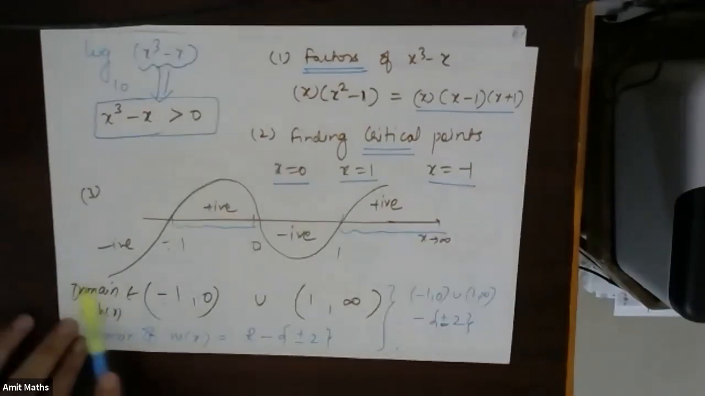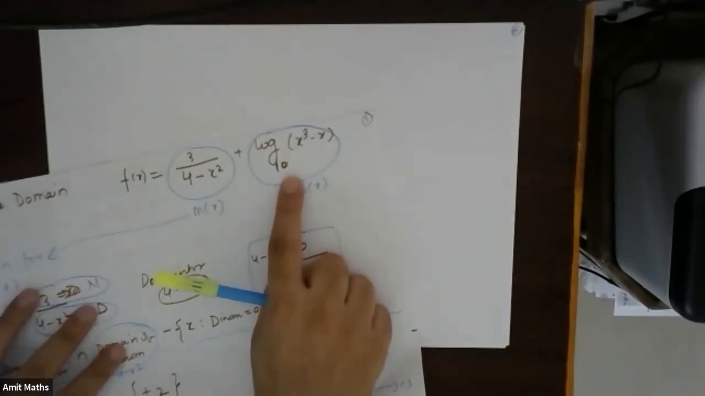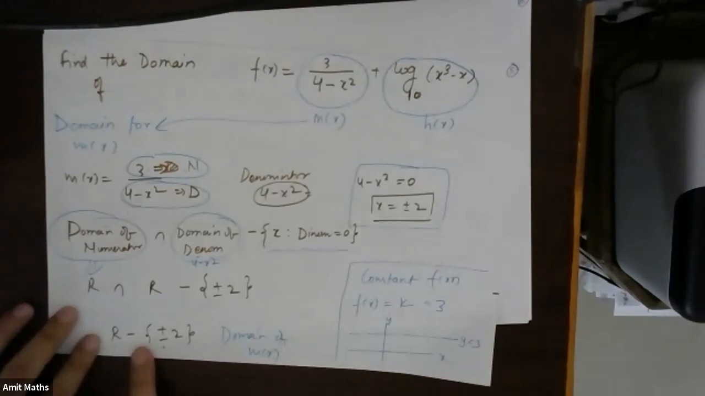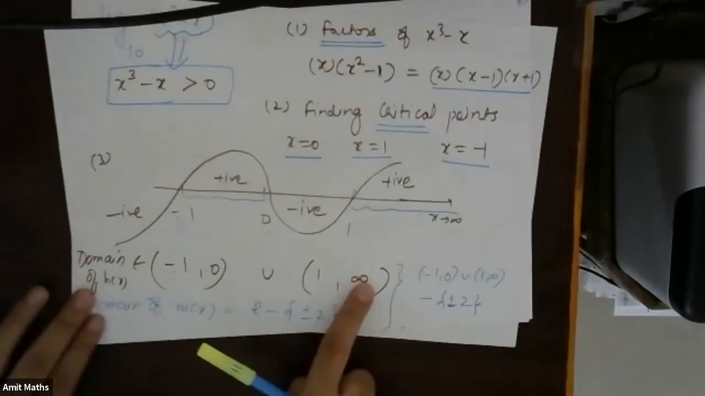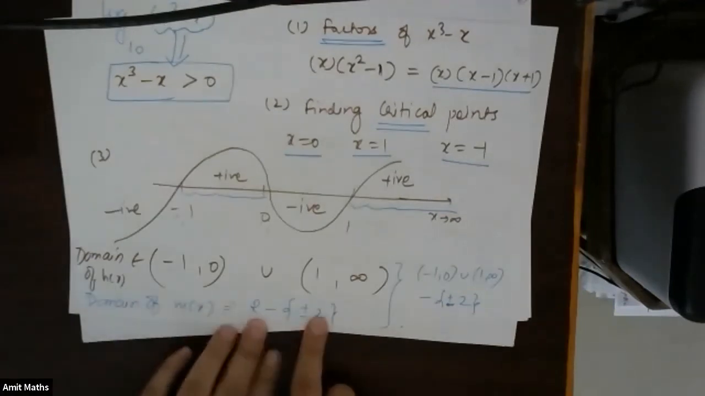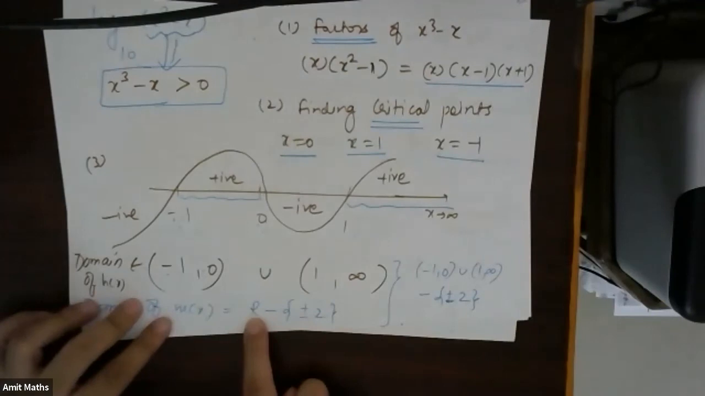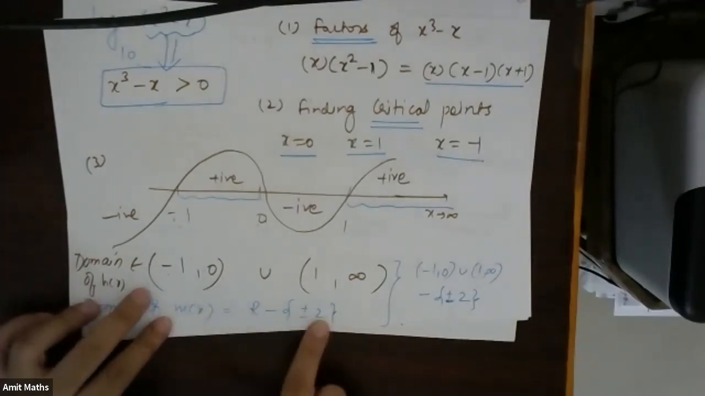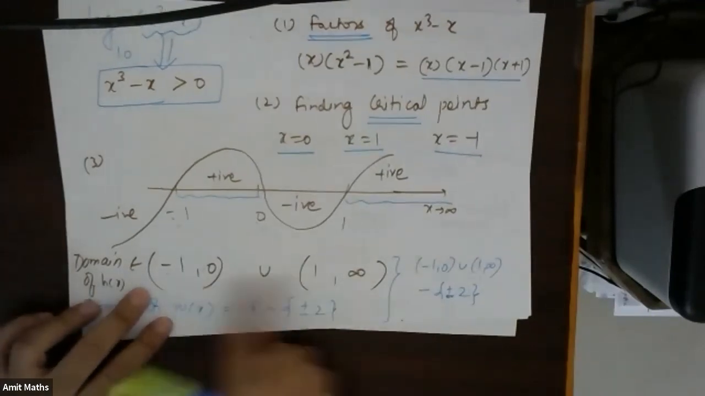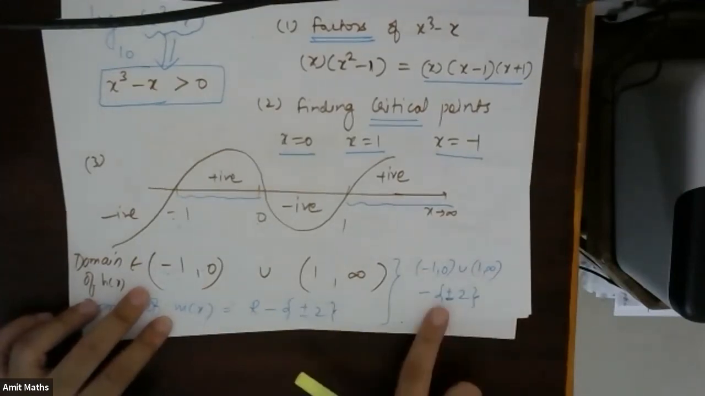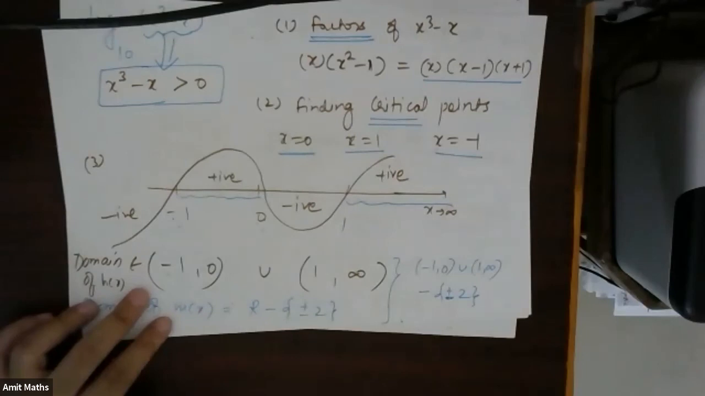Now remember, this is the domain of only h of x. I have to take the intersection with the domain of m of x. The domain of m of x was R minus plus minus 2. So the intersection of these two domains will come out to be minus 1 to 0 union 1 to infinity, minus plus minus 2.